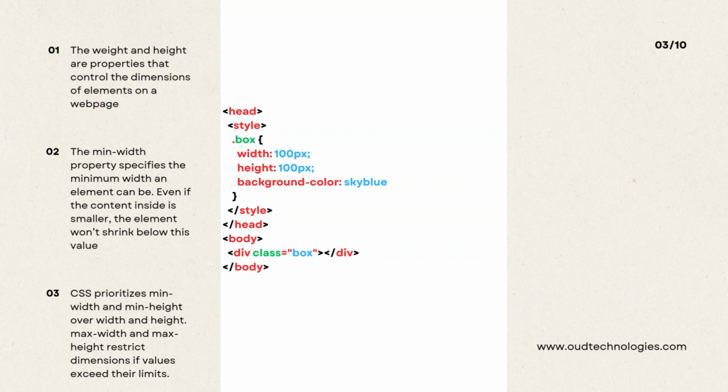Yes, so the width and height are properties that basically control the dimensions of elements. So it's pretty simple. They are controlled in units. And for this example, we have pixels, but there are other units like percentages. There's viewport width, there's viewport height.